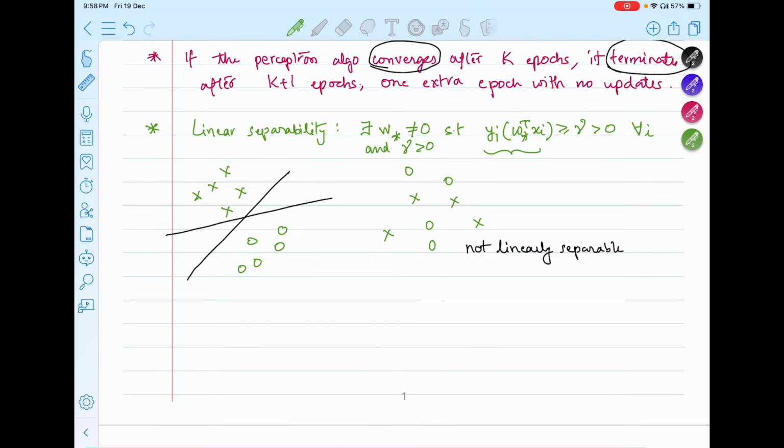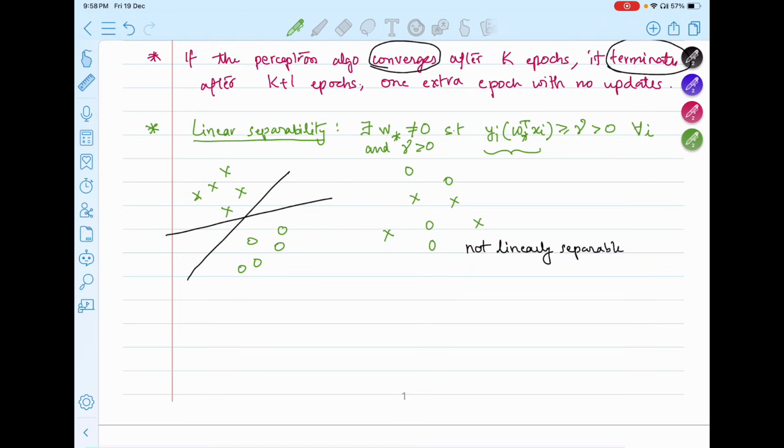What does that mean? That means there are no data points which are lying on the line. Every data point is either on one side of the line or on the other side of the line. There are no data points on the line. That is what this means. And this is the notion of linear separability.